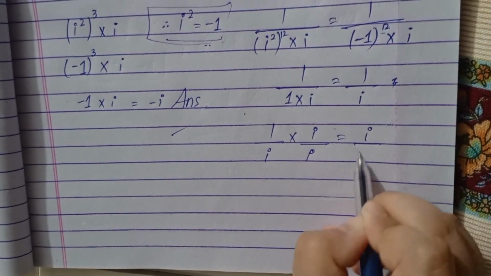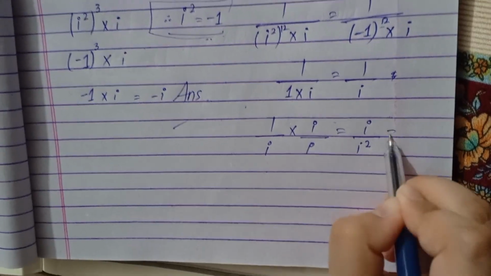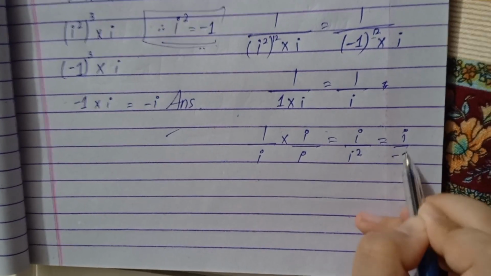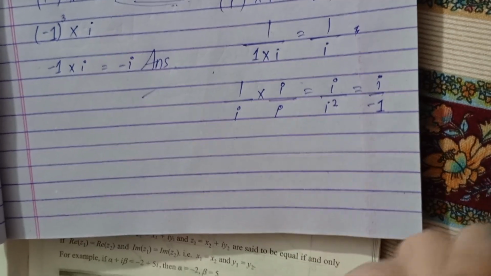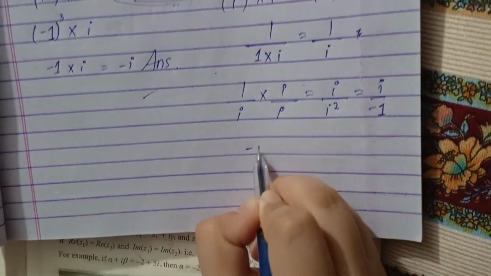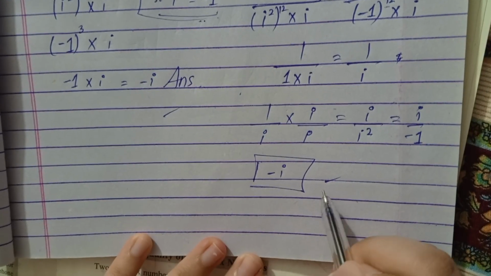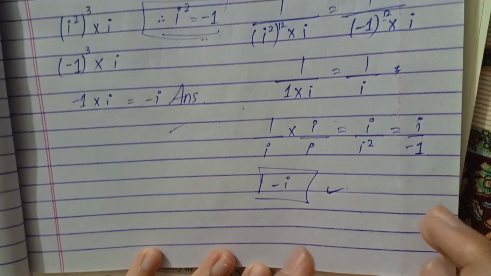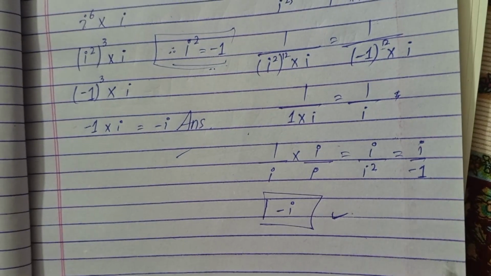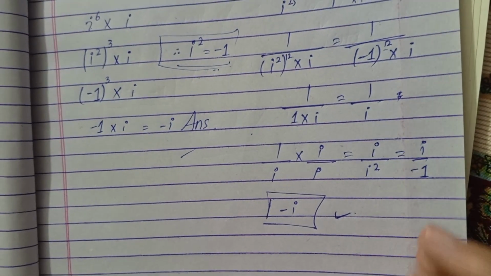So iota over iota square, which we already know, is iota over minus 1. And when we have minus 1 in the denominator, the sign will definitely go to the numerator, so it will be minus iota. I hope this is the answer. Okay, this is our answer. Hope you understand this example. It's very precise. I'll drop the questions of the exercise in my later video.